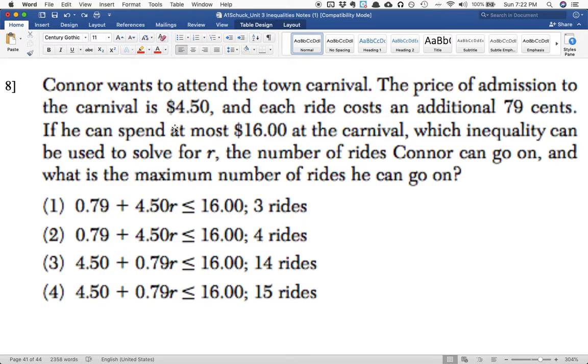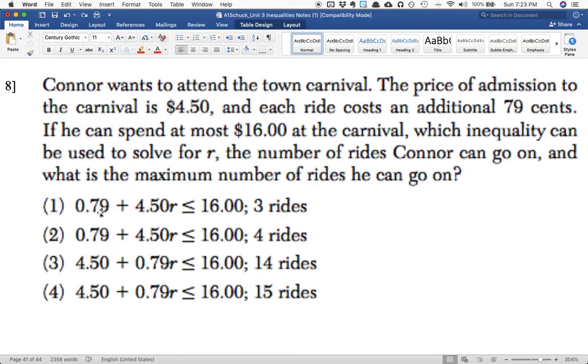If he can spend at most $16 at the carnival, which inequality can be used to solve for R? And then we actually want to go ahead and solve it and see how many rides he can go on. Which inequality can be used to solve for R, the number of rides Connor can go on, and what is the maximum number of rides he can go onto? So first of all, we've got this $16. It's at most $16, so all of them say less than or equal to, because that's the maximum, and then I could go to that or lower.